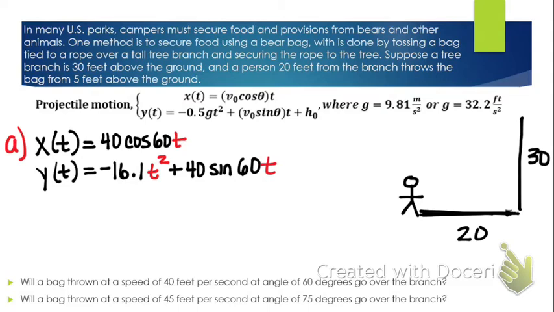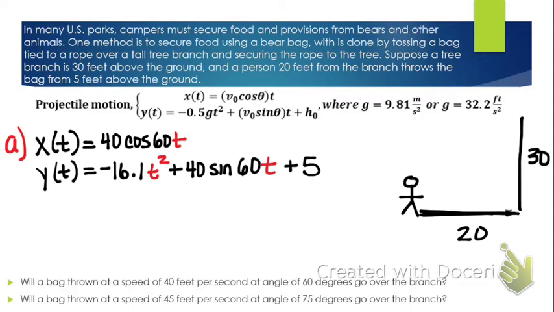Okay, but when you read that, it says how high above the ground is the person throwing this bag? So they're not throwing it from the ground, like they're not laying on the ground. They're 5 feet above the ground. So this is our first time where we actually have an initial height that's not 0.